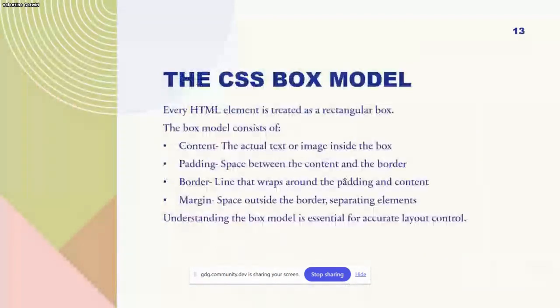The CSS box model. Every HTML element is treated as a rectangular box. The box model consists of content, the actual text or image inside the box; padding, space between the content and the border; border, the line that wraps around the padding and content; margin, space outside the border, separating elements. So understanding the box model is very essential because you need accurate layout control. HTML and CSS, for me, I find them like boxes that stand together to make something usable.